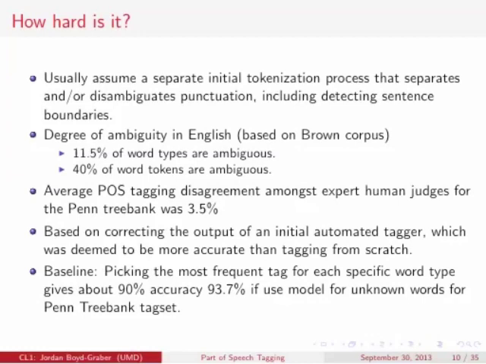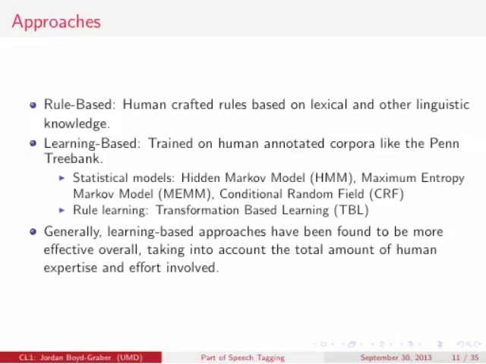Current systems do pretty well. You should expect something to be around 90% accurate on arbitrary text. And so there have been a number of approaches that have been used to solve the part-of-speech tagging problem.